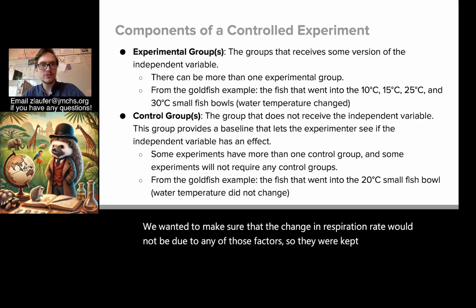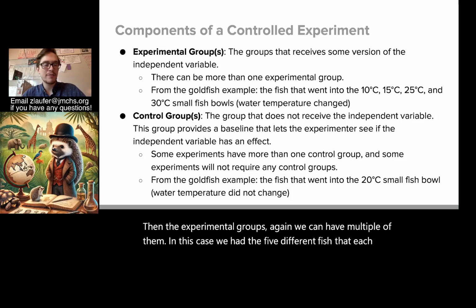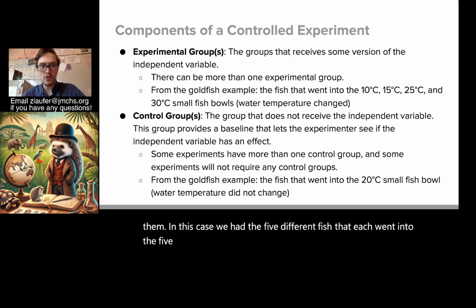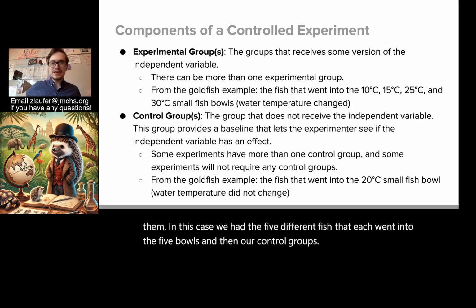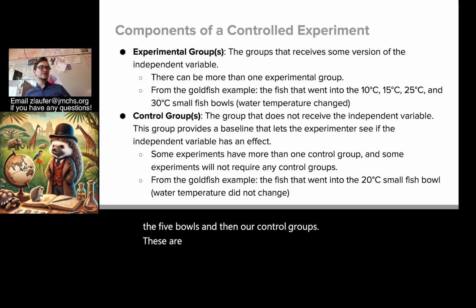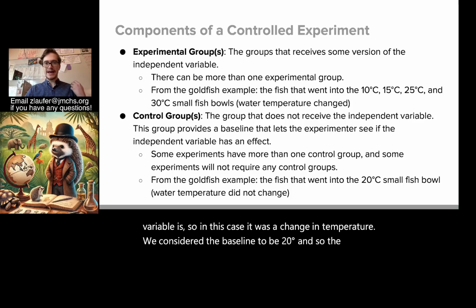Then the experimental groups, again, we can have multiple of them. In this case, we had the 5 different fish that each went into the 5 bowls. And then our control groups. These are groups that do not receive whatever the independent variable is. So in this case, it was a change in temperature.